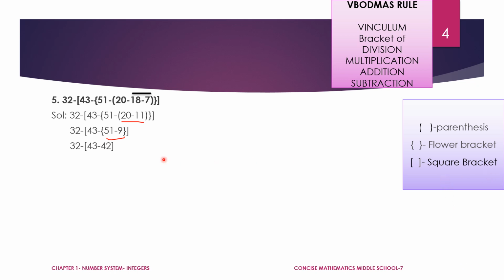Even in square braces, you need to check which should be given the first preference. If you have division, you have to do the division first. Because there is no division, I am checking for multiplication. No, multiplication is also not there. Addition, no, you don't have addition inside. Subtraction, yes. So it is 1. 1 should be multiplied inside. Plus into minus is minus. 32 minus 1, it becomes 31.